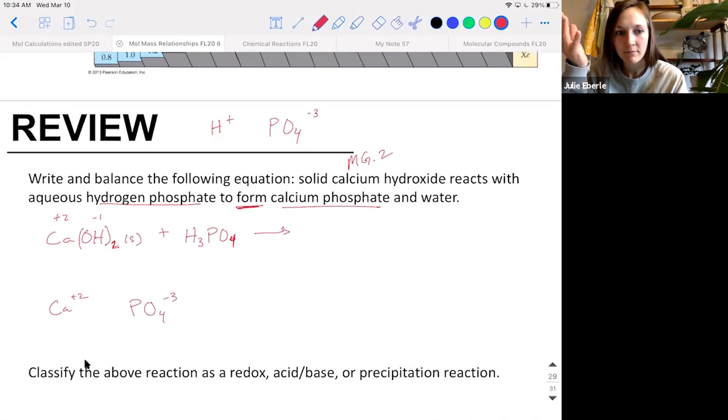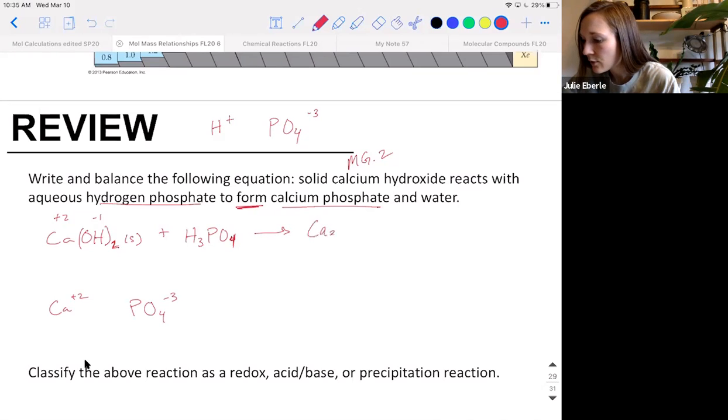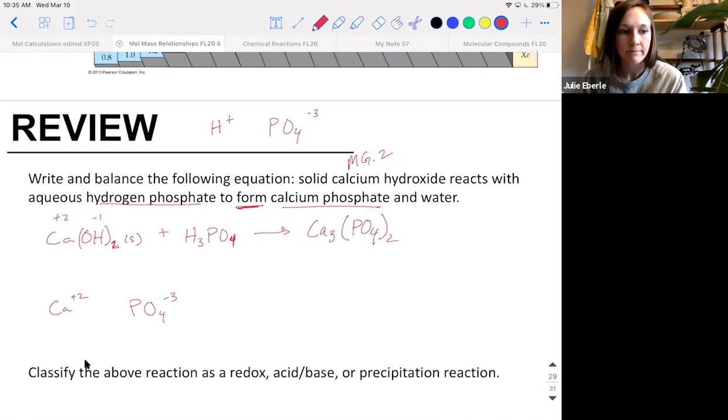Switch trick. Volunteer the switch trick. I like that. Let's do Ca3(PO4)2. I like it. There it is. Kendall said it. Thank you. And then we're going to get water. Okay, H2O.